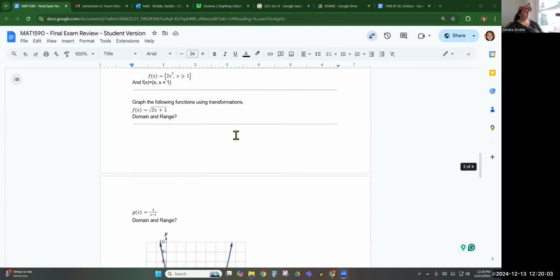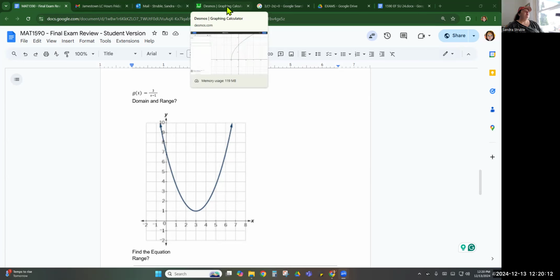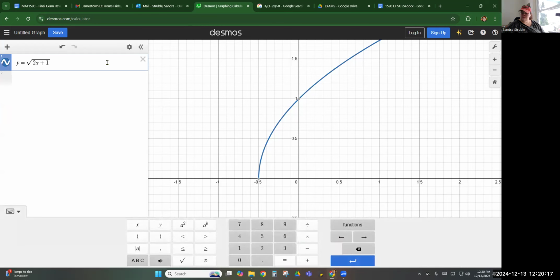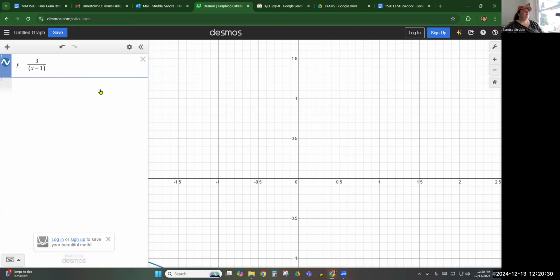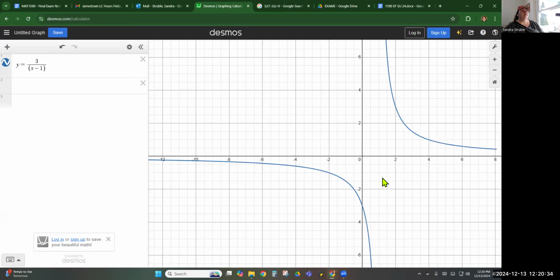Is that indifferent? That is not 3 over x minus 1. Oh, they just want the domain and range for 3 over x minus 1. Well, let's put it into Desmos. 3 divided by x minus 1. Three divided by parenthesis x minus 1. Yep. Enter. So this is what it looks like.